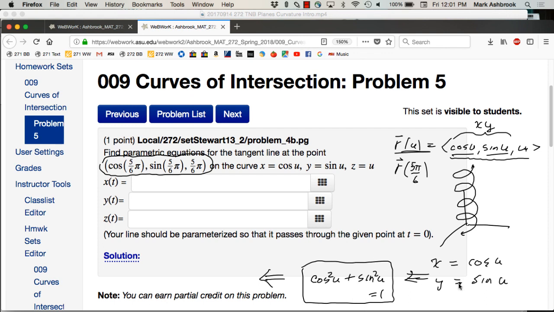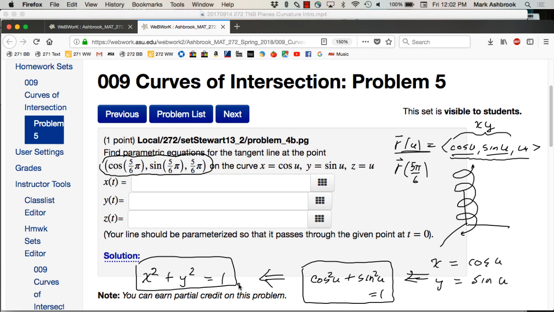So this one's real easy, right? Cosine squared plus sine squared equals 1. Here's cosine, here's sine, so that implies x squared plus y squared equals 1. And we know that's the circular cylinder. It's based on the unit circle, right? If you look straight down on the xy plane, you'd be looking at a circle. Let z vary, and you get that whole cylinder.